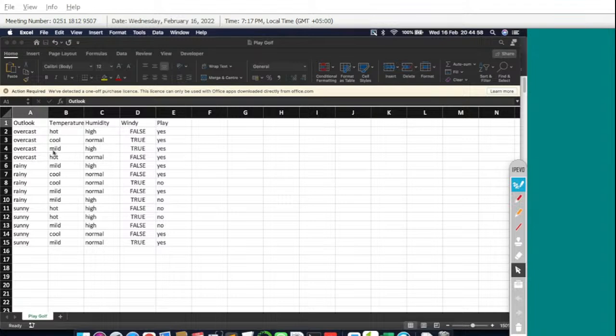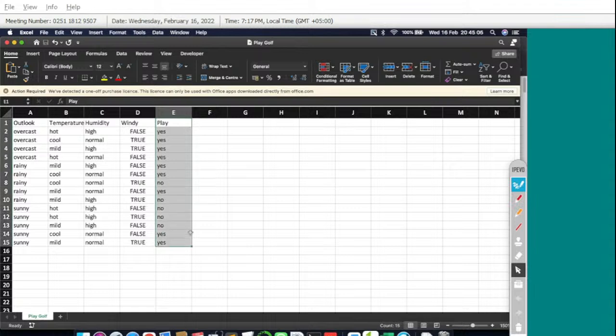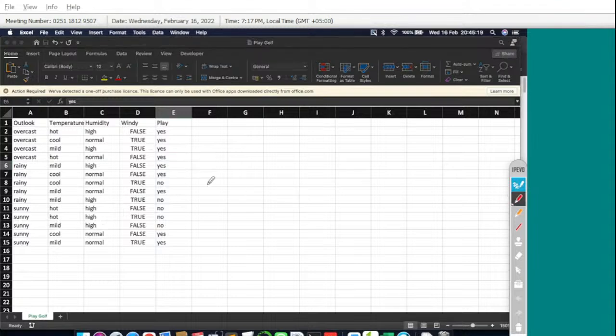Let's observe this data set. What this data set explains is that based on the outlook, temperature, humidity, and windy, some climate conditions, we are going to decide whether we should play or not, right? We decide based on the weather conditions whether we should play or not. Now let's get the conditional probability into action.